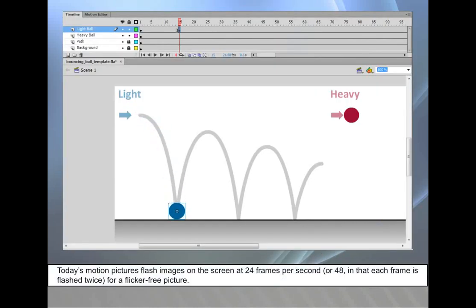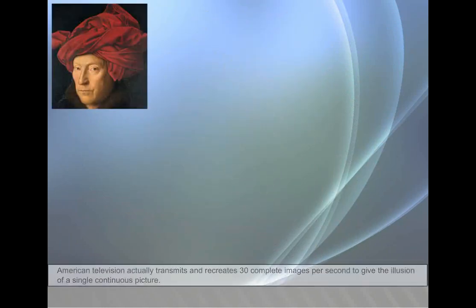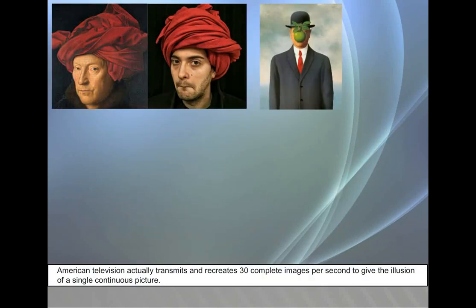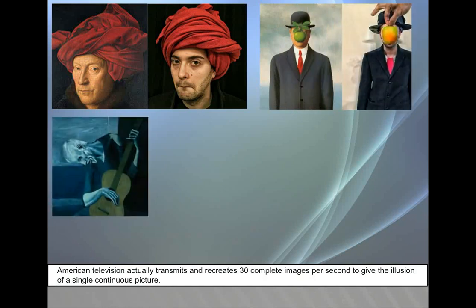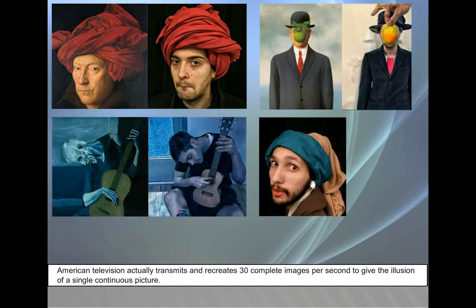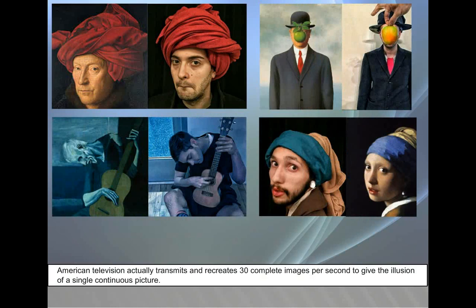Today's motion pictures flash images on the screen at 24 frames per second, or 48 in that each frame is flashed twice for a flicker-free picture. American television actually transmits and recreates 30 complete images per second to give the illusion of a single continuous picture.